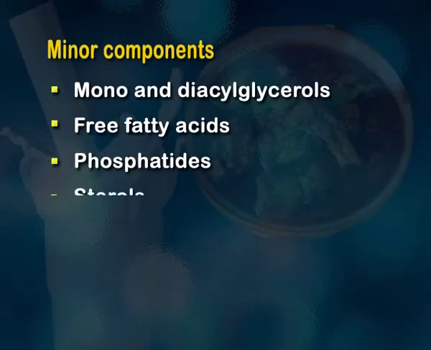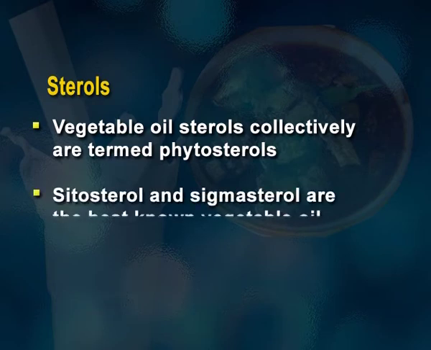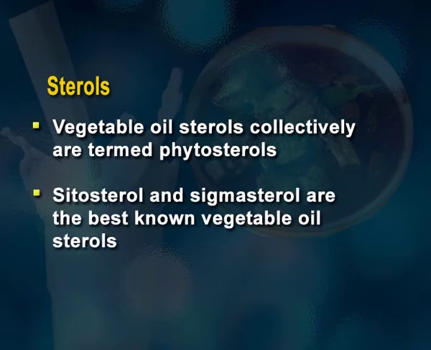Then we have the next minor component, that is sterols. Sterols, also referred to as steroid alcohols, are a class of substances that contain the common steroid nucleus plus an 8 to 10 carbon side chain and an alcohol group, found in both animal fats and vegetable oils. Cholesterol is the primary animal fat sterol and is found in animal fats only. Vegetable oil sterols collectively are termed phytosterols. Sitosterol and stigmasterol are the best known vegetable oil sterols.